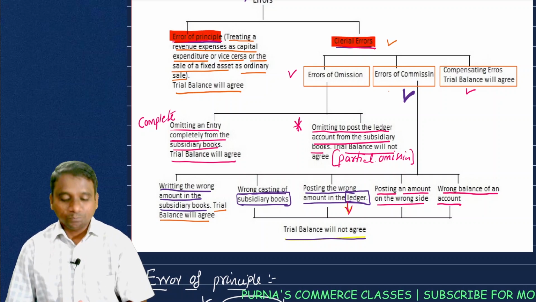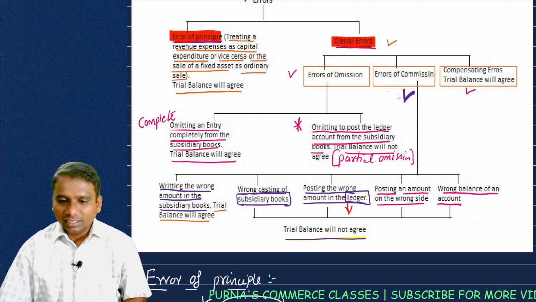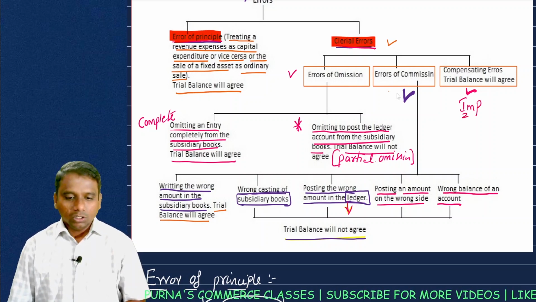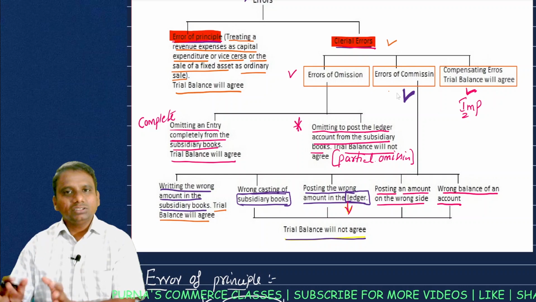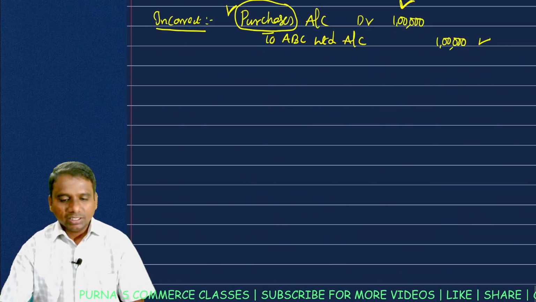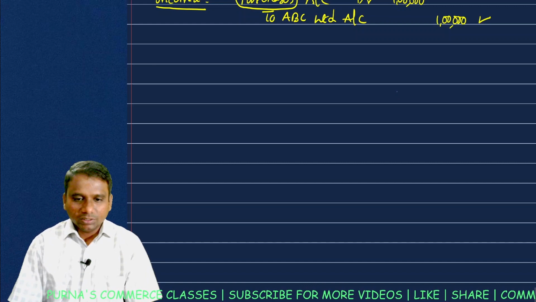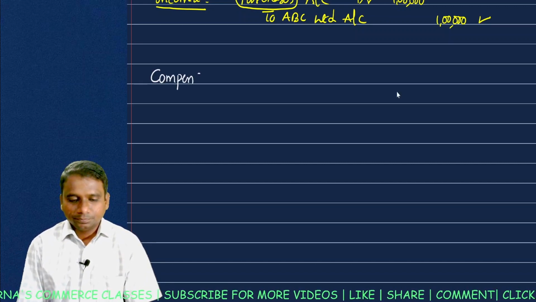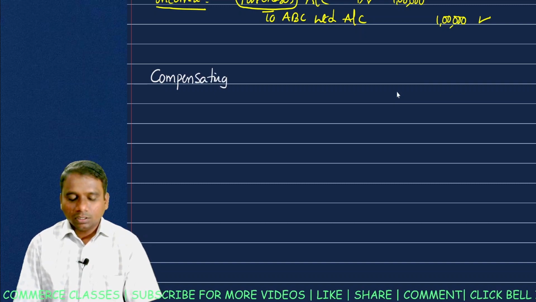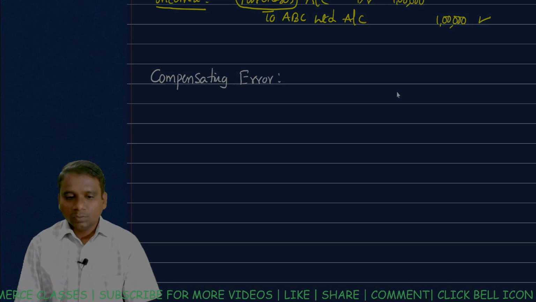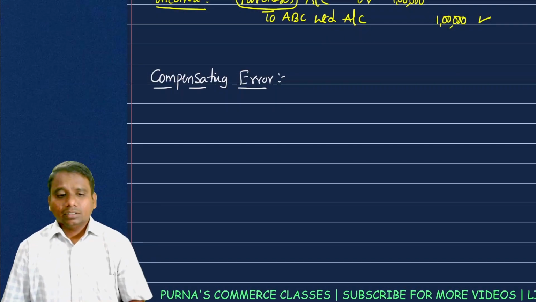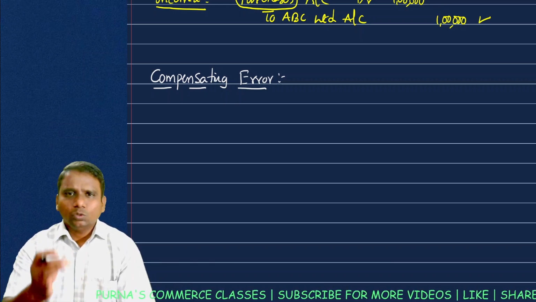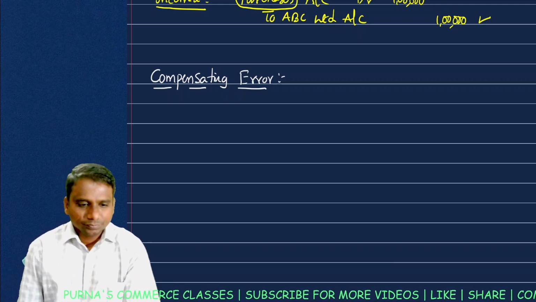Okay, error of commission. Next, come to compensating errors. This is very important. Look at, because of these four, the trial balance does not agree. Now look at compensating errors. We'll discuss compensating error. Now, to understand this compensating error concept, first we'll try to understand one example.